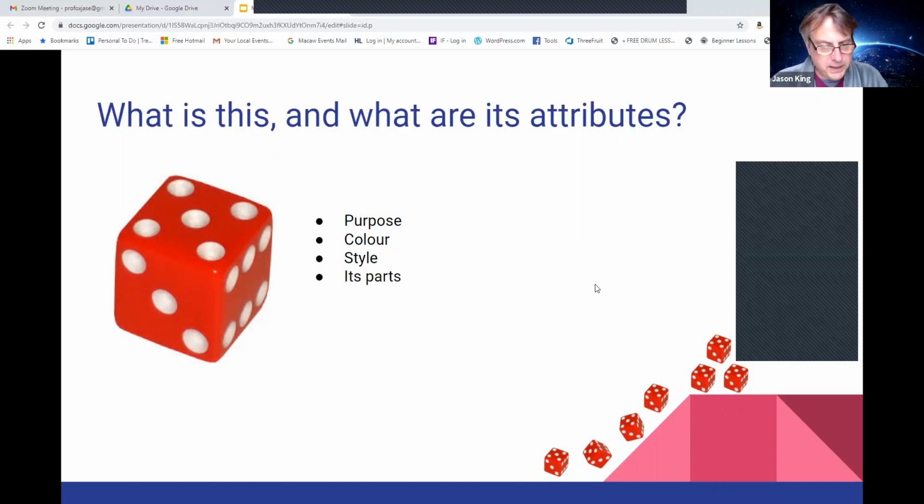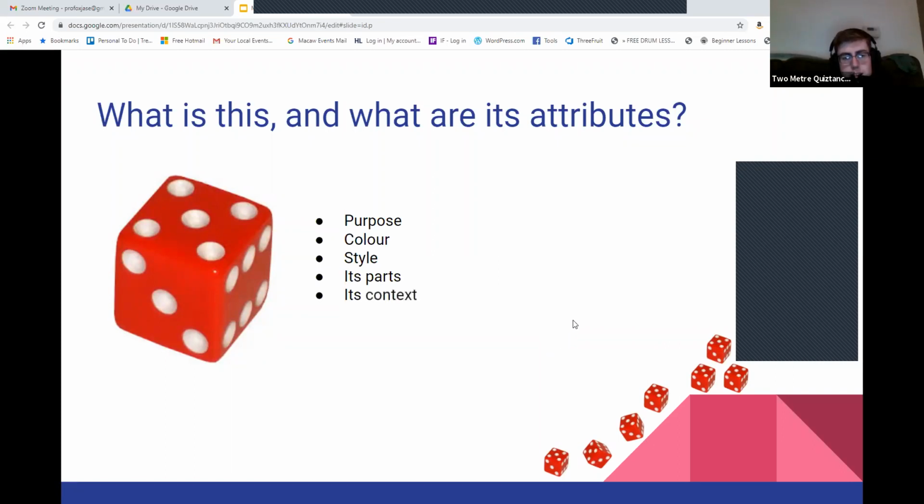Has it got any moving parts or any other parts? No. It doesn't have any internal workings or anything, does it? Unless it's a weighted dice. And even then, it probably wouldn't move. Okay, so it's quite a simple device, this. All right, its context. Well, we know its purpose is to generate a random number between 1 and 6, presumably. Granted, we can only see 3 parts of it.